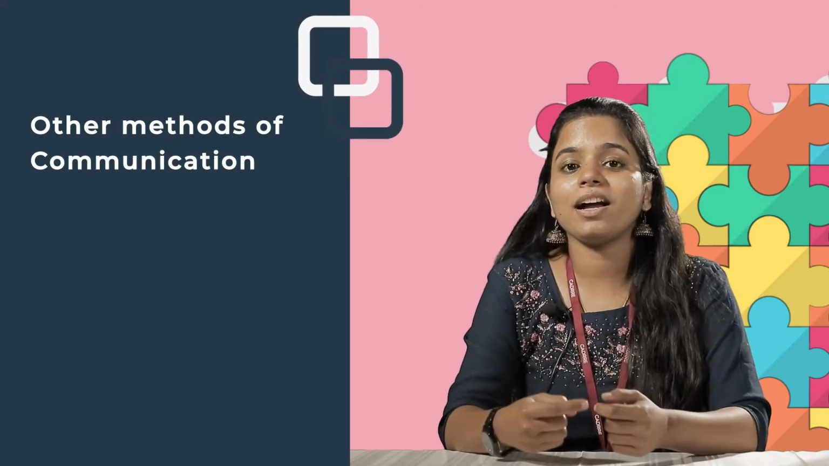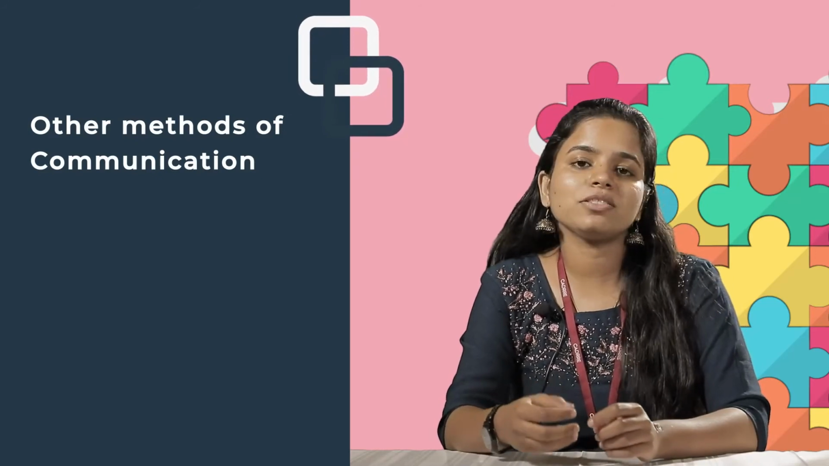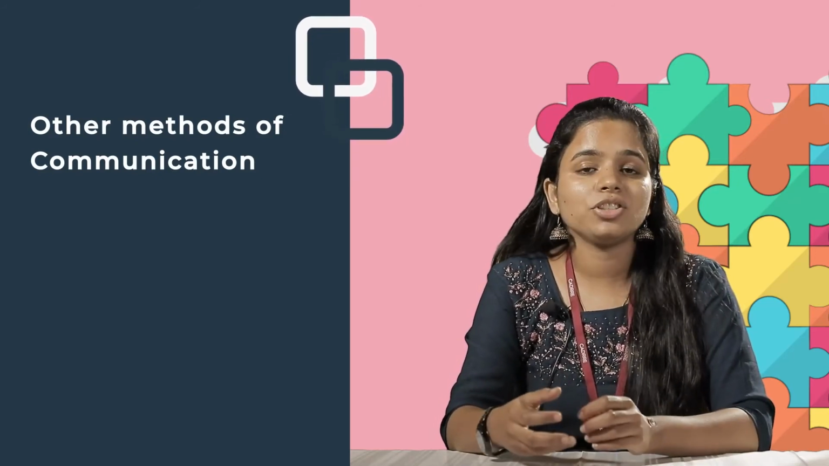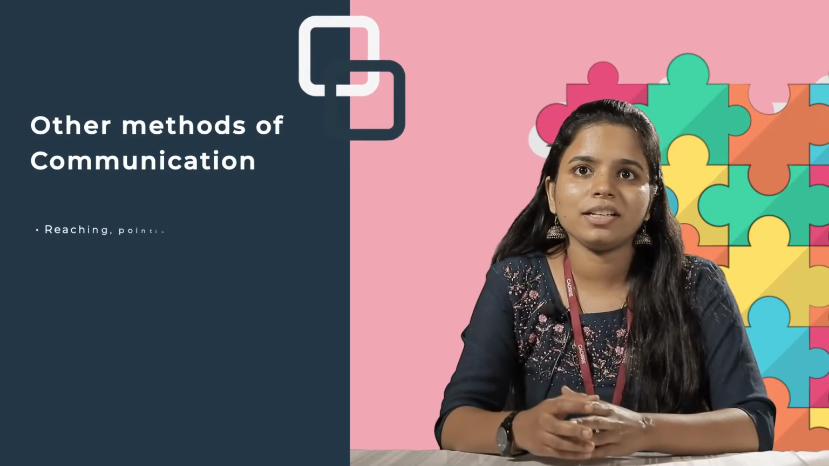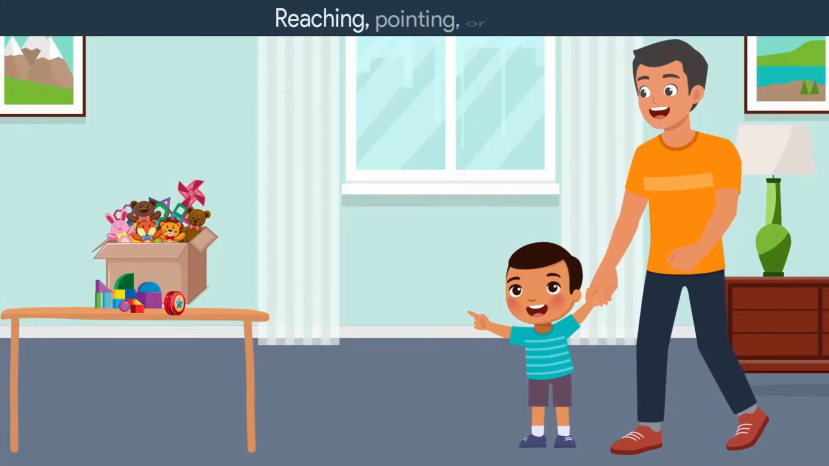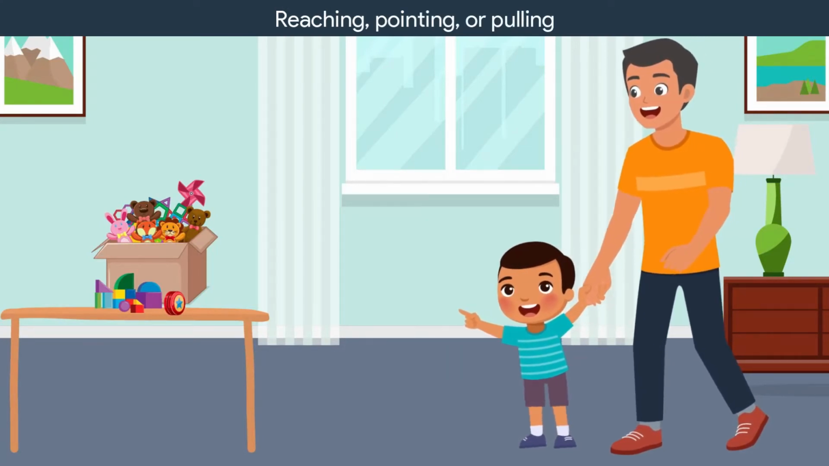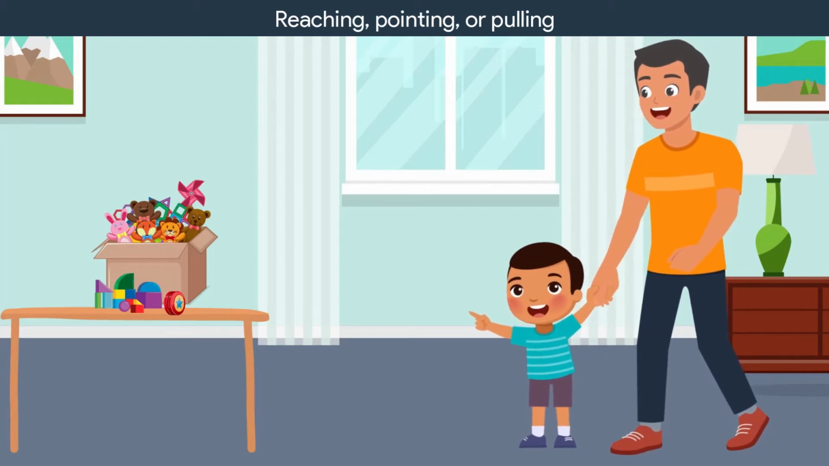So we need to provide other means of communication also. Some of the socially acceptable methods of communication are reaching or pulling or pointing. Children can learn to reach toward or point to what they want. Children can learn that pulling you towards what they want will get them the item or the activity.